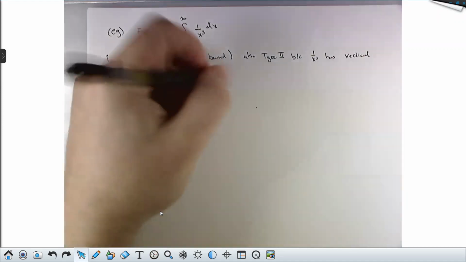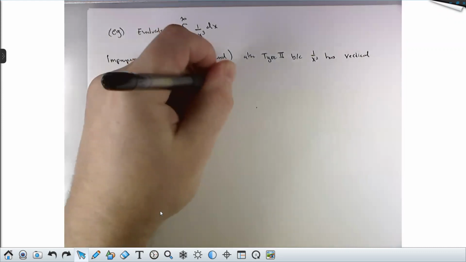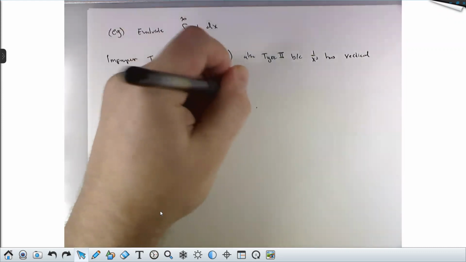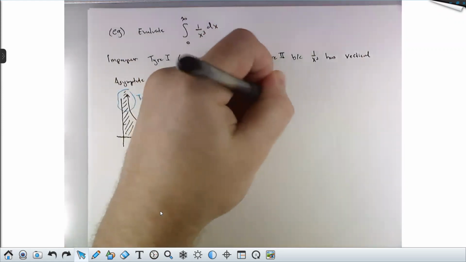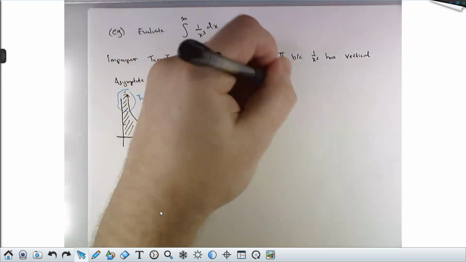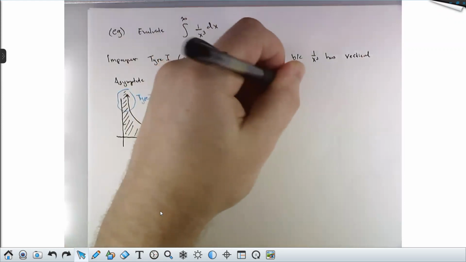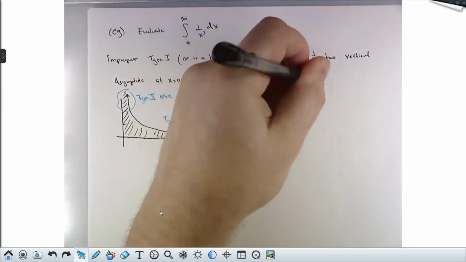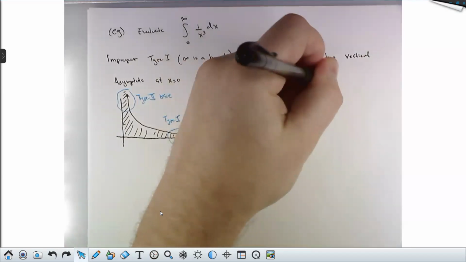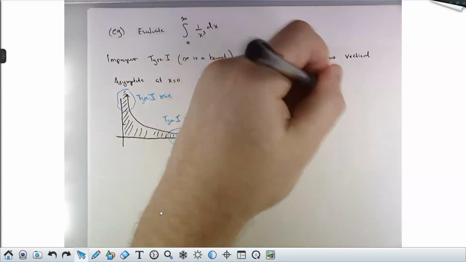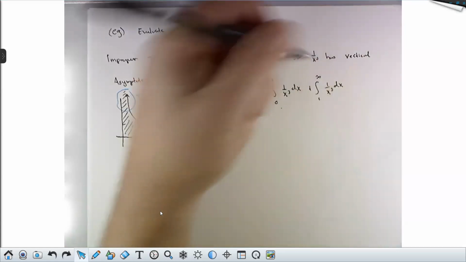So the way you handle this is by splitting it up. And I think the natural place to split this is 1. But you could split it up at any positive number. So you want to separate the type 1 and type 2 issues. So I do the integral from 0 to 1 and the integral from 1 to infinity.